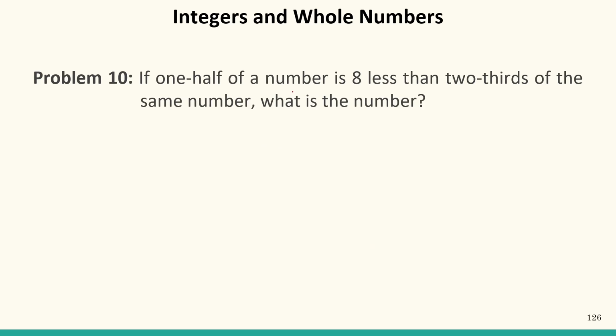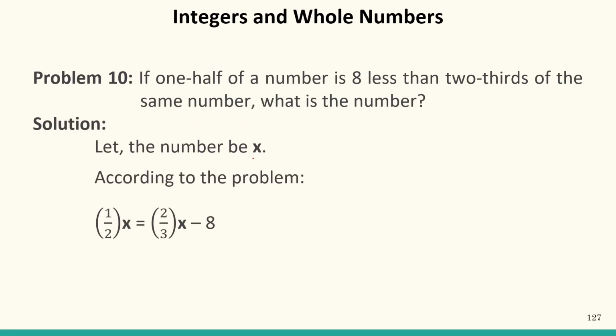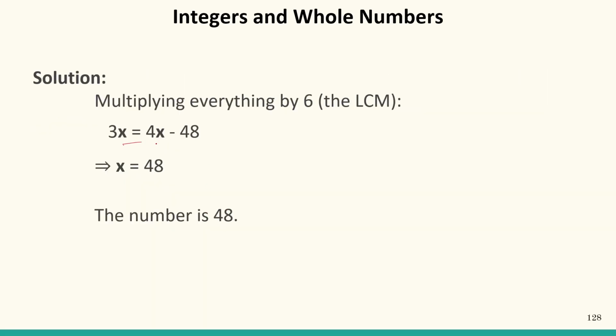So if one half of a number is 8 less than 2/3 of the same number, then what is the number? So let the number be x. So according to the problem, 1/2 x is equal to 2/3 x minus 8. So 3x is equal to 4x minus 48. So x will be 48. So the number is actually 48.